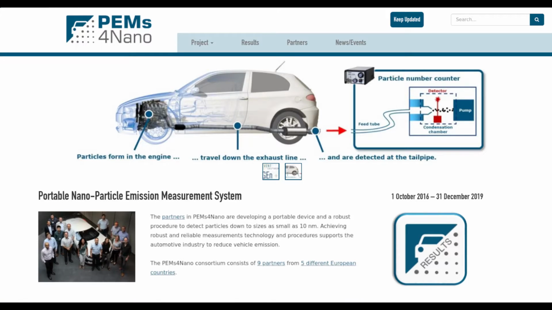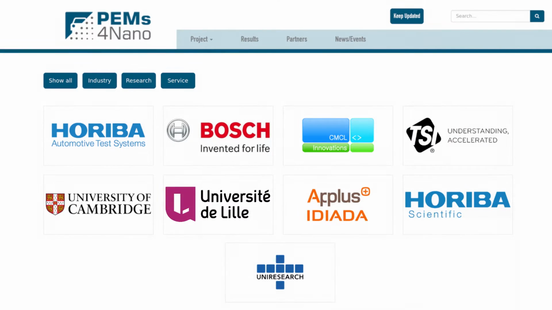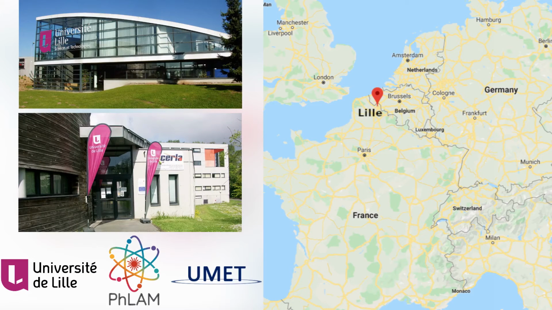The goal of the PEMS4Nano project is to develop a robust and reliable measuring procedure for particles down to 10 nanometers, in particular in real driving conditions. To achieve this goal, emitted particles should be first characterized. Structural characterization of particulate matter is carried out by the FLAM and UMIT laboratory of University of Lille.